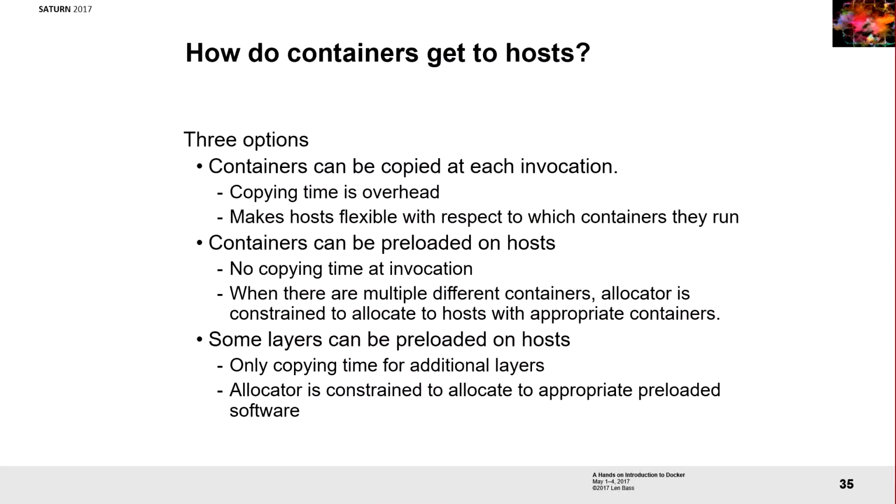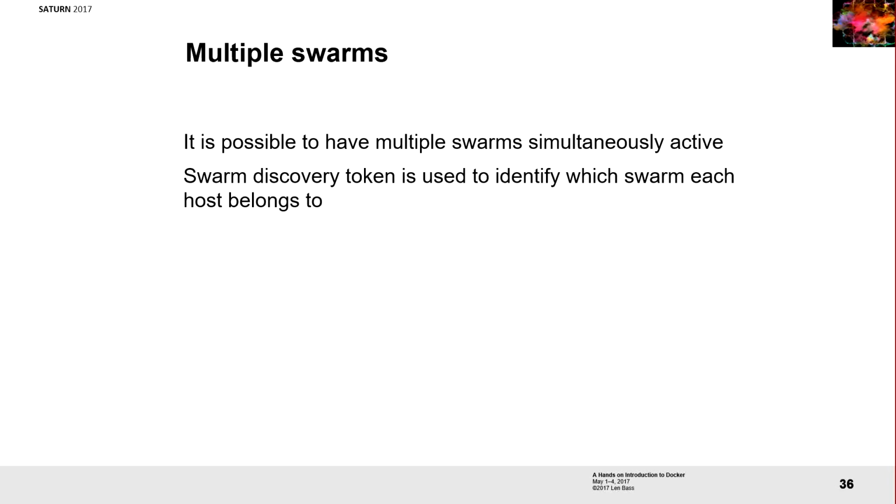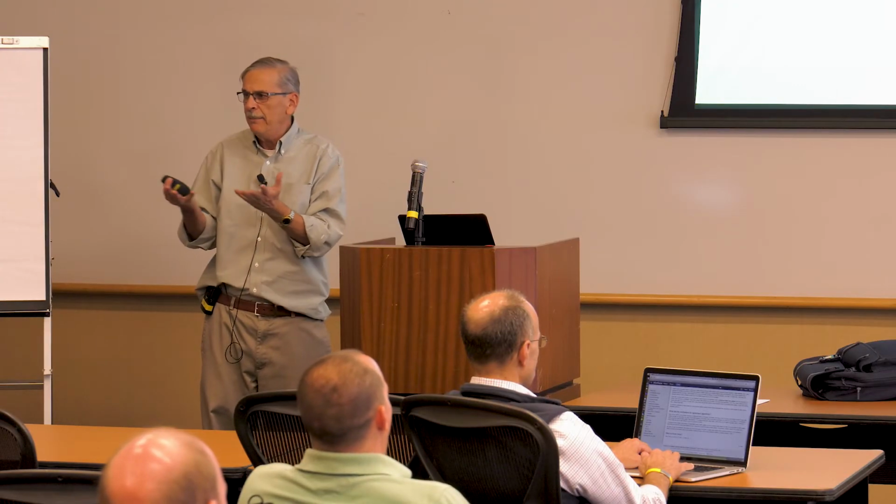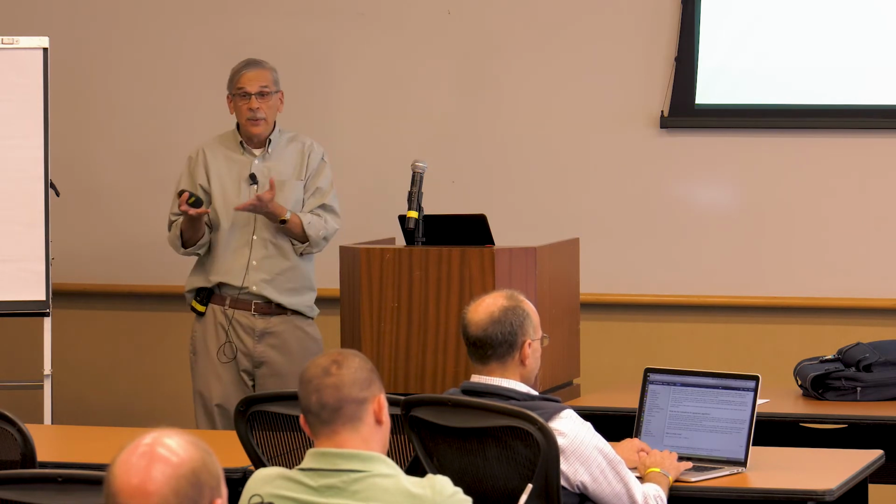So this just says in words what I just said, right? A container gets to a host by either copying them or preloading them. Okay, so you can have multiple swarms. Scaling swarms means that you have to put the swarms underneath the control of an autoscaler. Docker doesn't have built-in autoscalers, so in order to scale swarms, you would have to move to something like AWS that has autoscaling.